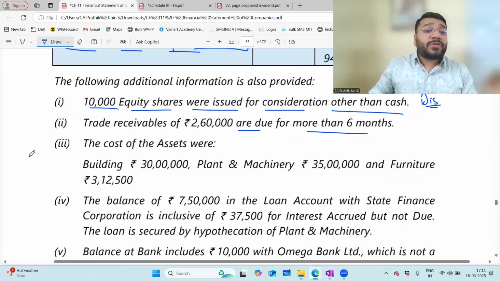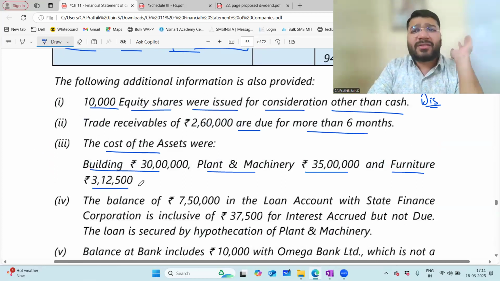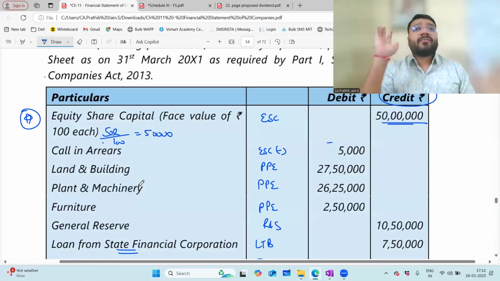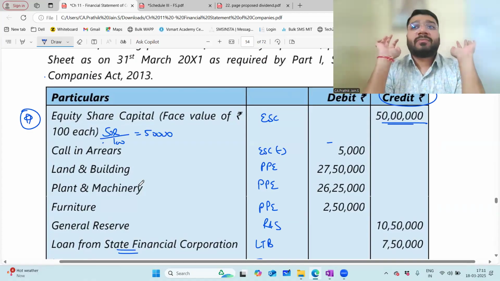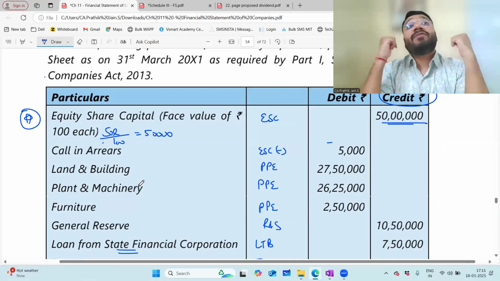Then the cost of the asset is building 30 lakh, plant and machinery 35 lakh, furniture 3,12,500. I didn't understand this point. Chalo, I'll ask you one question here. Depreciation. When they record the entry for depreciation, are they following the normal method of depreciation or the provision for depreciation method?